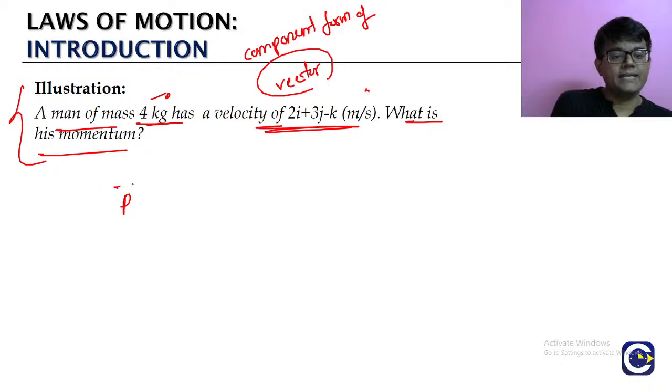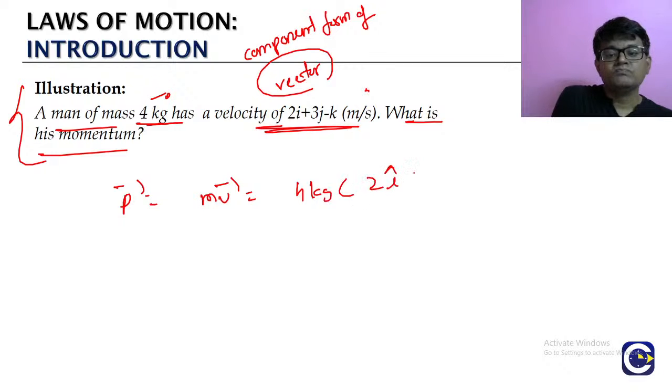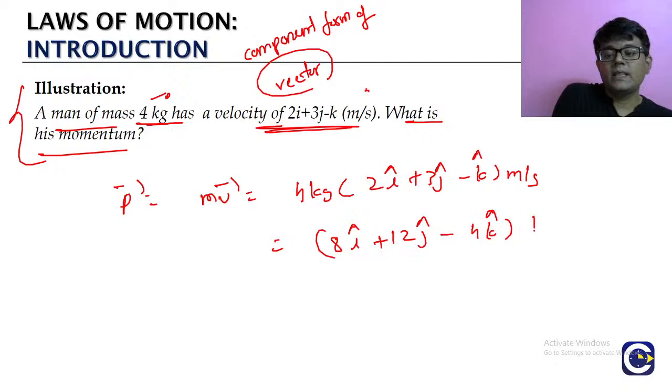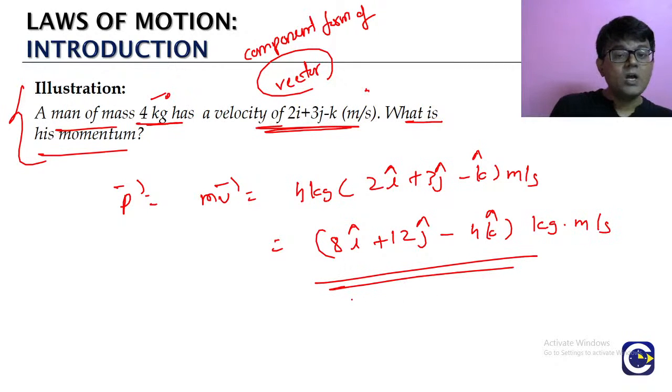Straight formula question, right? What is it guys? You can just type the answer, m into v. m is 4 kg into 2i plus 3j minus k meter per second. 4 2s are 8. 8i plus 12j minus 4k kg meter per second. That's it. This is the momentum.